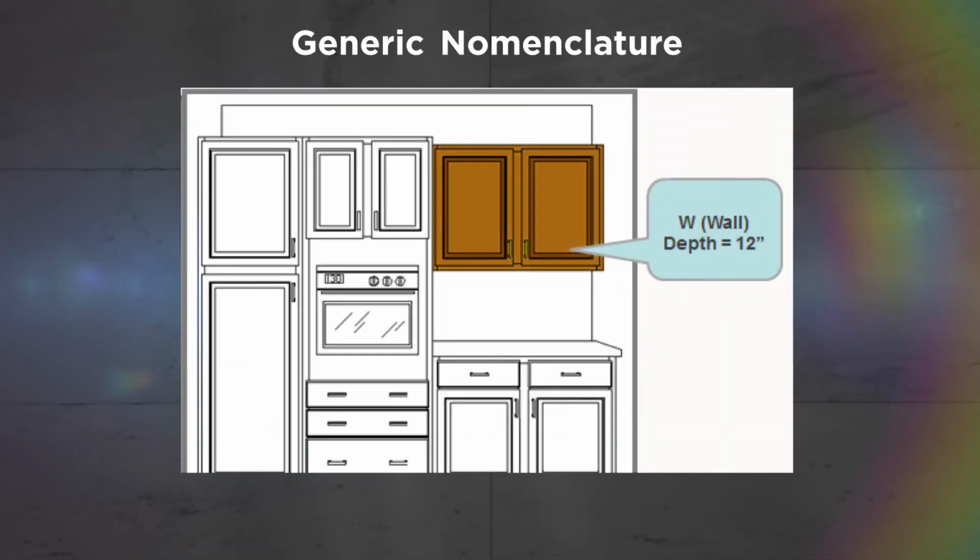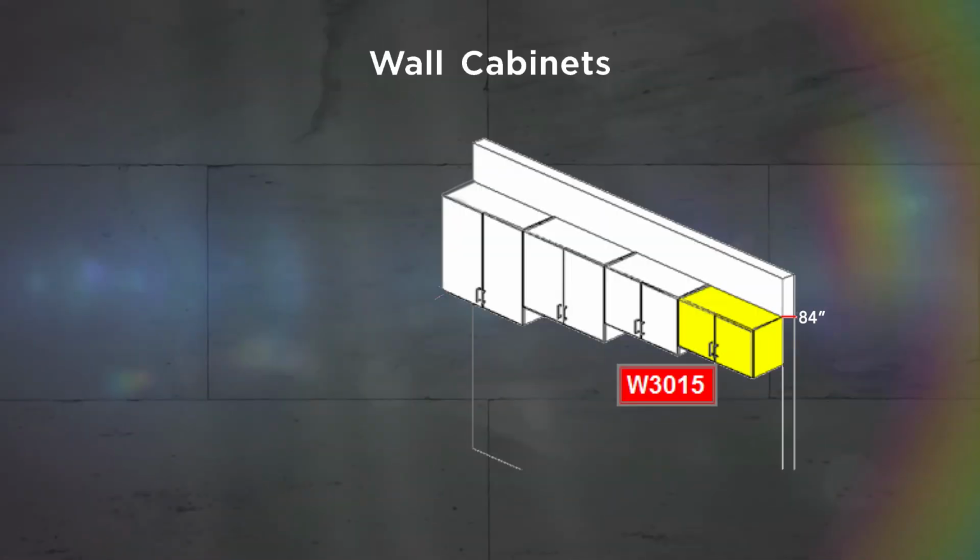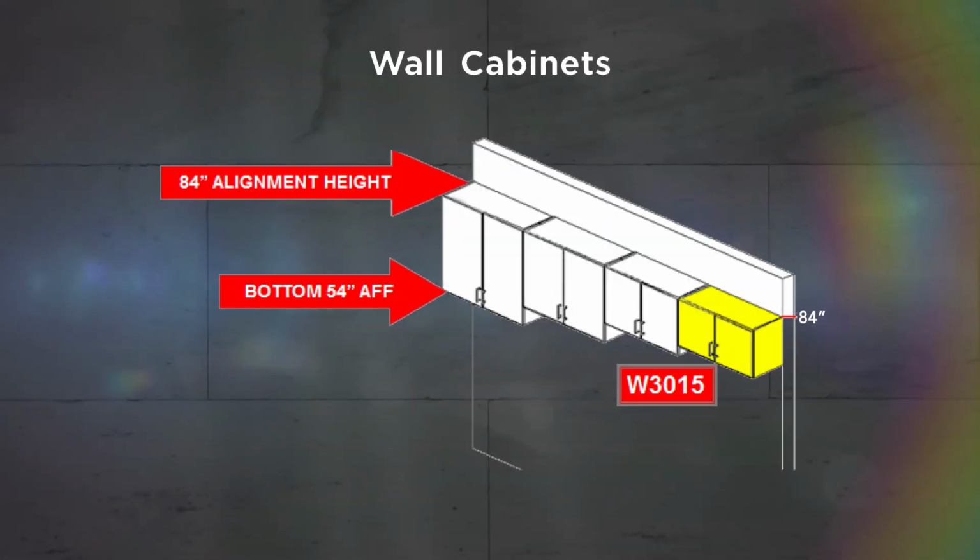Let's start with the wall cabinet category. The industry standard for a wall cabinet is 12 inches deep. Therefore, when a nomenclature starts with a W, there's a good chance that the cabinet is 12 inches deep and designed to be mounted on the wall. The majority of kitchens sold in North America will have a top alignment height of 84 inches. Stock wall cabinets are typically made in 3-inch increments. The heights of these cabinets are normally divisible by 3.